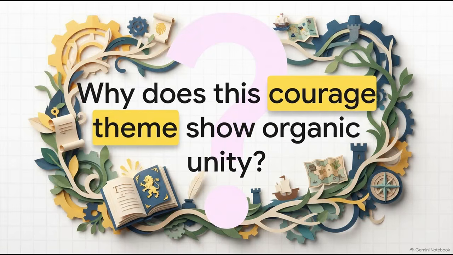To wrap up our explainer today, I want to leave you with this provocative challenge question directly from our source material. Explain why the statement, "Every event, character, and detail helps develop the theme of courage," shows organic unity. Think about everything we've covered today. If you're writing a story, or even just analyzing one, how must every single piece serve that one central idea?